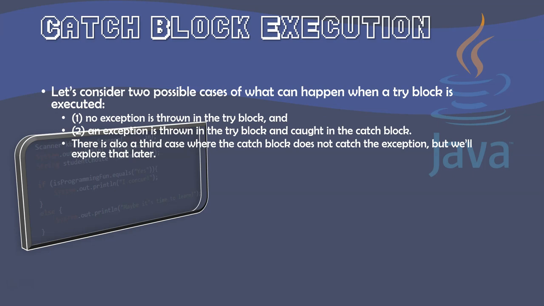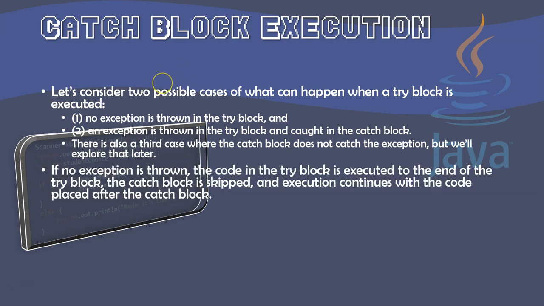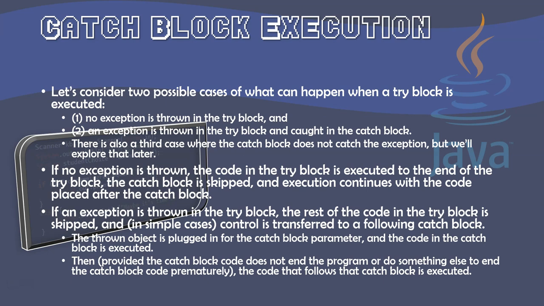All right, what happens when no exception is thrown, and what happens when we throw an exception and we catch it? Well, if no exception is thrown, the code in the try block simply executes as normal, goes to the end of the try block, we skip the catch block, and do whatever other code we want to do within our program. Now, if the exception is thrown within that try block, the rest of the code in the try block is skipped, and in most simple cases, control is simply transferred over to a catch block. All right, it's like, I threw an exception here, let's go right over to the catch block. Awesome. Well, then the thrown object is plugged into the catch block parameter, and the code in the catch block is then executed.